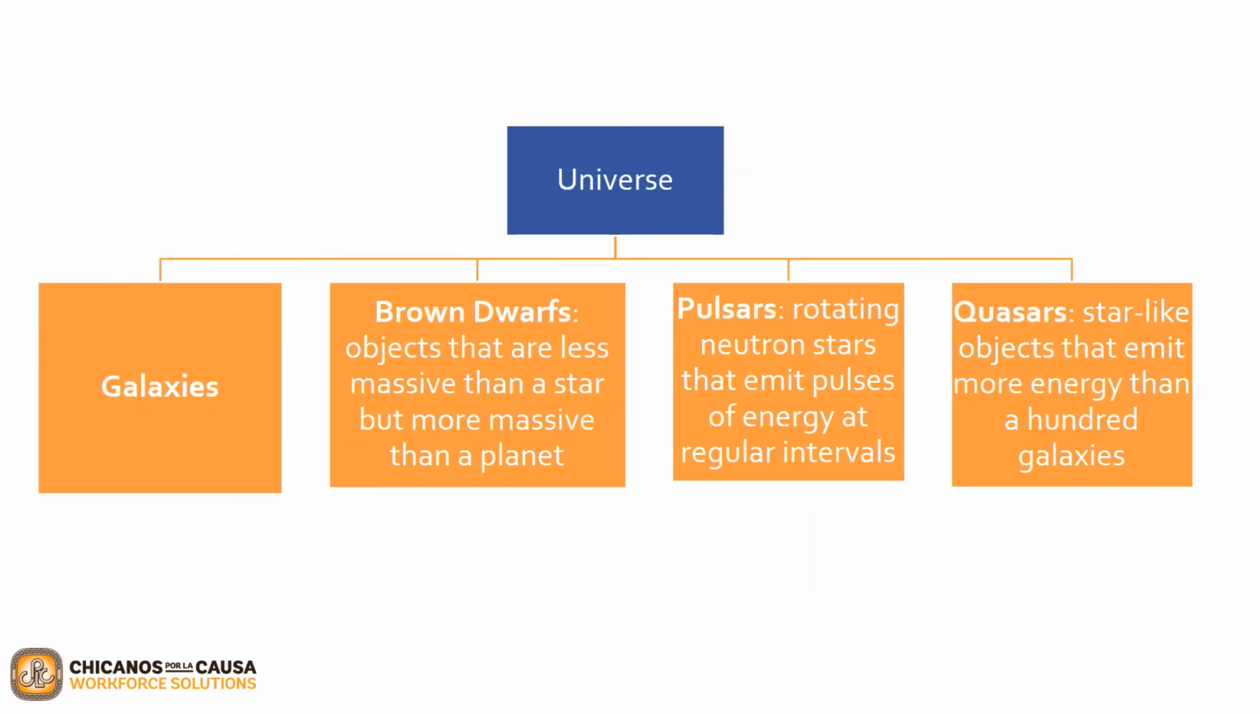Let's explore even more into space. The universe. The universe consists mostly of empty space with galaxies scattered throughout. Aside from galaxies, the universe also has brown dwarfs. No, not the seven dwarfs, brown dwarfs, which are objects that are less massive than a star but more massive than a planet. Pulsars. Scientists believe that pulsars are rotating neutron stars that emit pulses of energy at regular intervals. And finally, quasars, which are distant star-like objects that emit more energy than 100 galaxies put together.